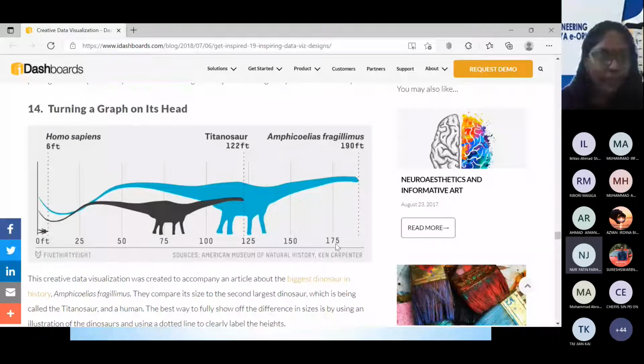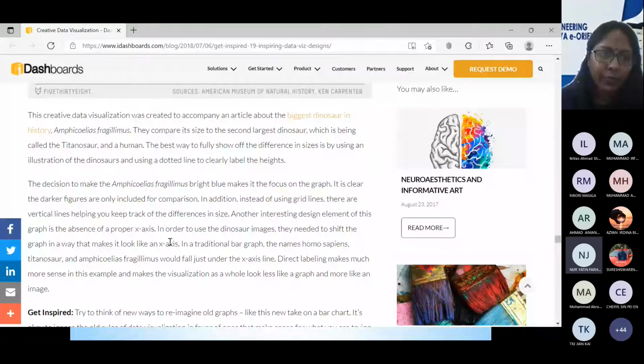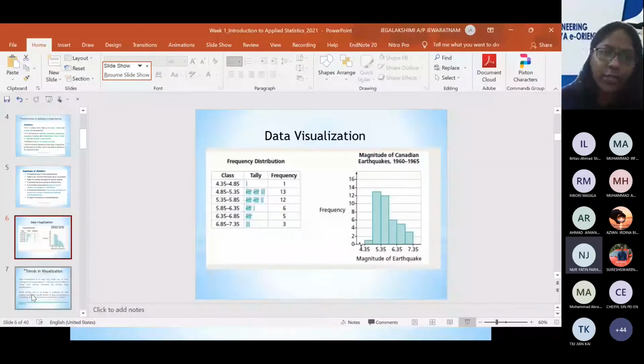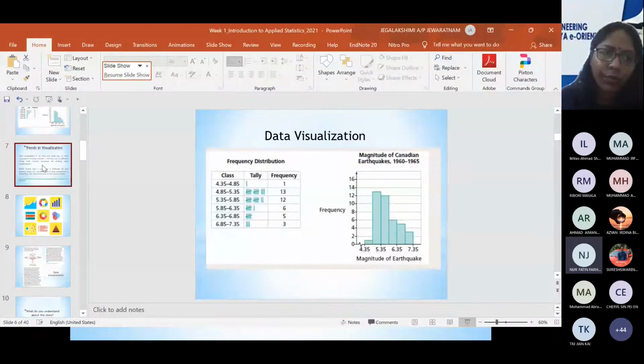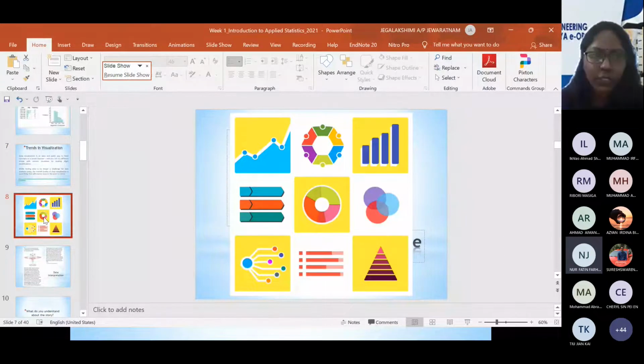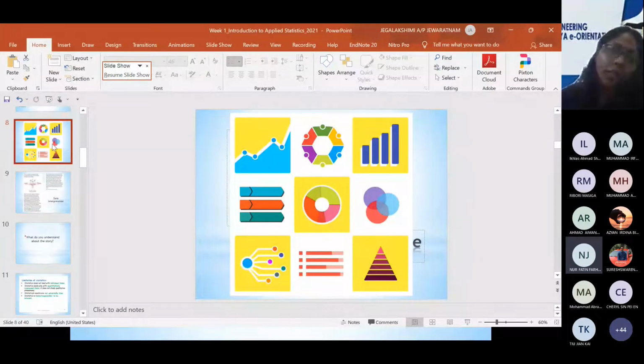Okay, I think I've dwelt a little longer than I thought in this area. Let's get back to the slides. That's my idea of wanting to share with you how important data visualization is. In your case, I will teach you the normal ones, but I want you to do more interesting data visualization.